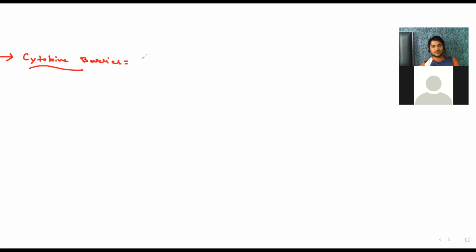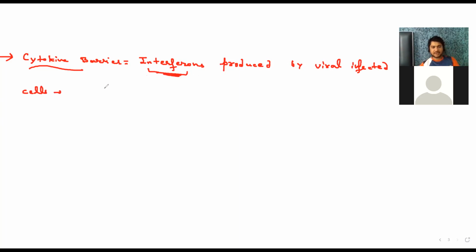So it's a kind of interference. So interferons are produced by viral infected cells. Interferon is a kind of protein which protects the neighboring cells, the non-infected ones. If a cell is getting infected by a virus, it will release some protein known as interferon, and it protects the non-infected cells.